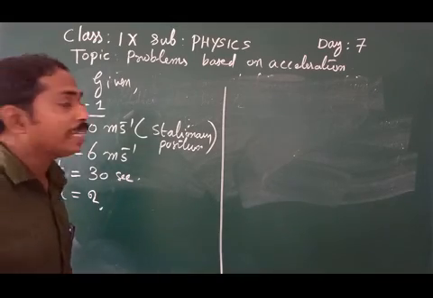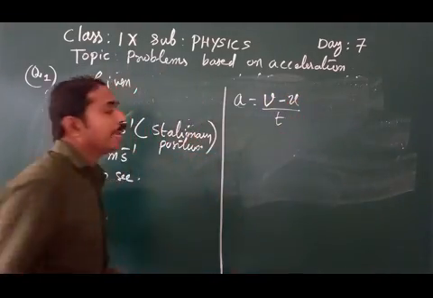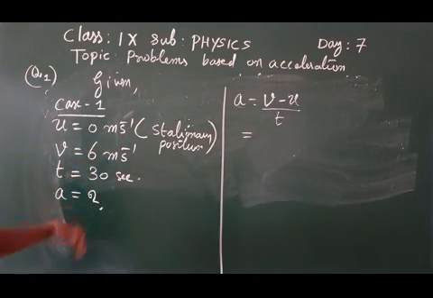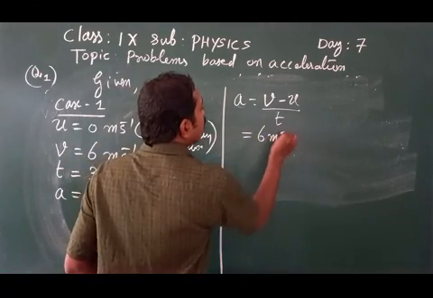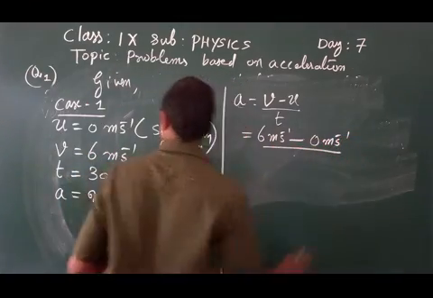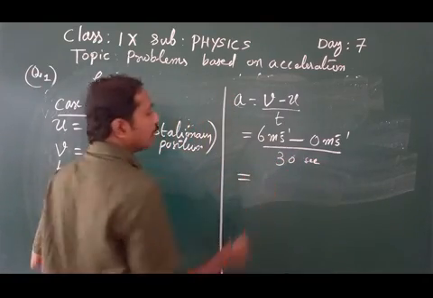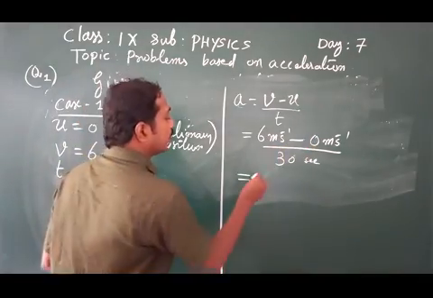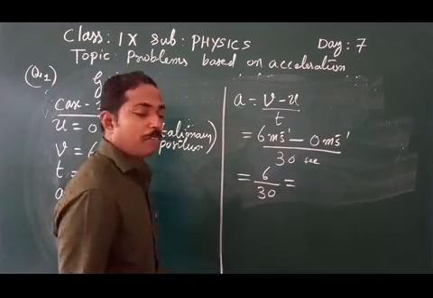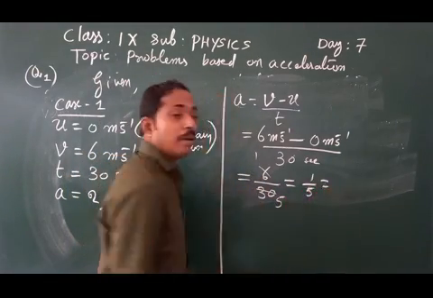Which formula is used for the acceleration? a equals v minus u by t. What is v? 6 meter per second minus 0 meter per second, divided by the time, which is 30 seconds. We will get 6 minus 0, 6. 6 by 30, what will it be? 1 by 5. 1 by 5 means 0.2.